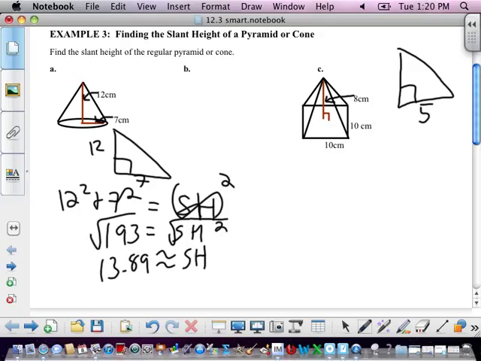Are you reading directions? On yours, it says find the surface area, different than ours. Ours says find the surface area of the regular pyramid. Mine says find the slant height. So you can cross it out and just say find the slant height. We'll do the areas in the back.